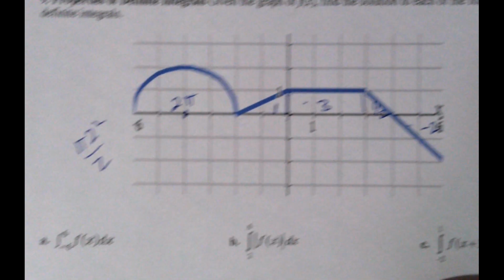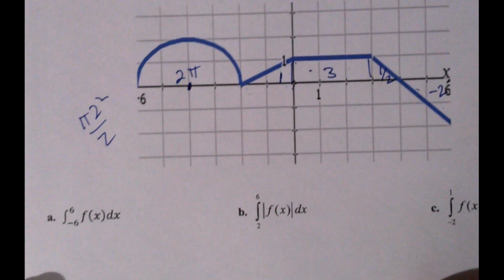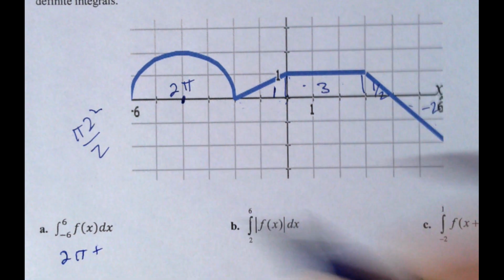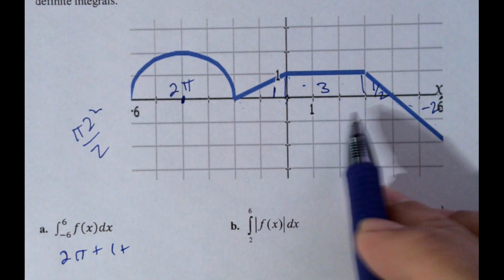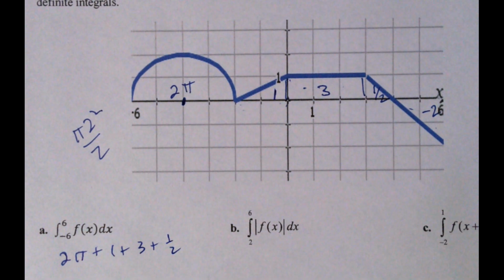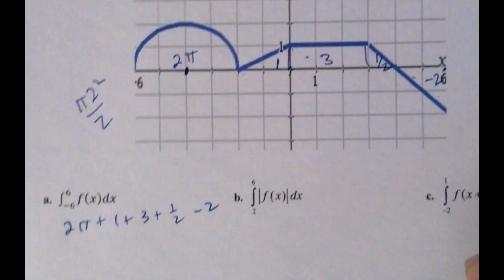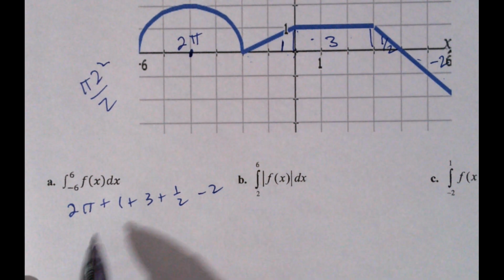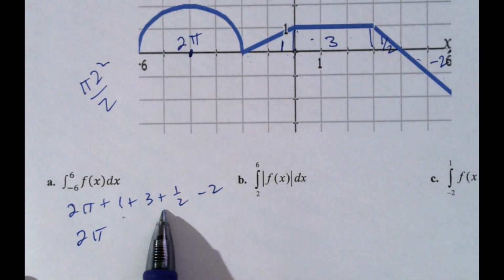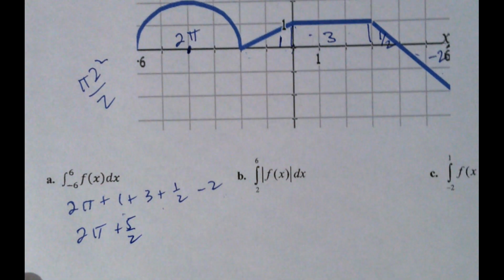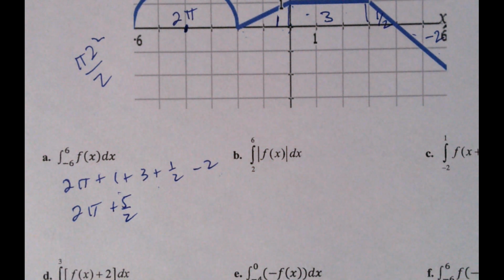Now let's look at this, A, 6 to negative 6 to 6. So we just add all these up. So it'll be 2 pi plus 1 plus 3 plus 1/2 and minus 2. All right, so all I did was add those pieces together, and let's clean that up some. So it's 2 pi, 4 minus 2 is 2, 2.5 is 5/2. Yes, I prefer improper fractions to mixed numbers.